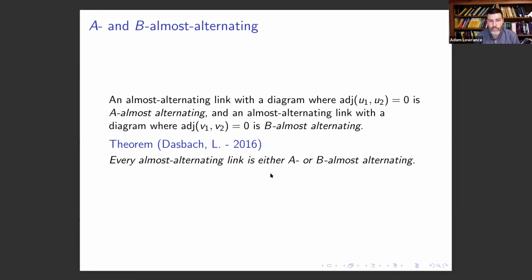And then the theorem, which wasn't stated like this in the paper but was proved in the paper, and which we stated like this in a later paper, is that every almost alternating link turns out to be either A almost alternating or B almost alternating. So you can always force there to be a diagram where either the adjacency between U1 and U2 is 0 or between V1 and V2 is 0. Let's prove that again, mostly by picture.